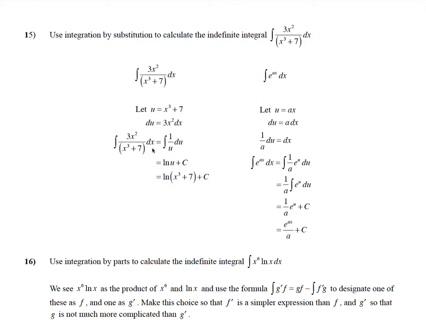So when we substitute the u for the x cubed plus 7, we also substitute the du for the 3x squared dx, and our integral now becomes the integral of 1 over u. It's an indefinite integral, so there are no limits of integration. The antiderivative of 1 over u is natural log of u, and then we add the constant c, and finally substitute back the x cubed plus 7 for the u, and this becomes our final answer.